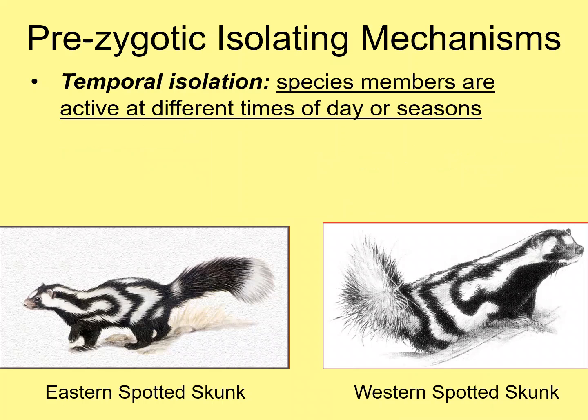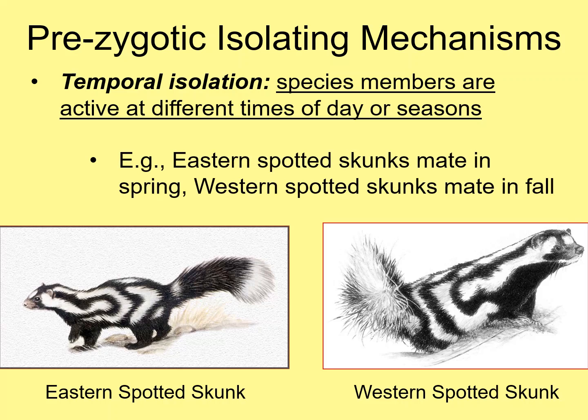Another type of prezygotic isolating mechanism is known as temporal isolation. Temporal basically refers to time differences. So this generally means that your two species are active at different times of day. Maybe one species is nocturnal and the other is diurnal, or one is diurnal and the other is crepuscular, meaning they're active in very early morning and late evening, but not in the middle of the day. So essentially they are maybe in the same geographic area, but they're not active at the same time. So they really have no occasion to bump into each other and have potential mating occur.